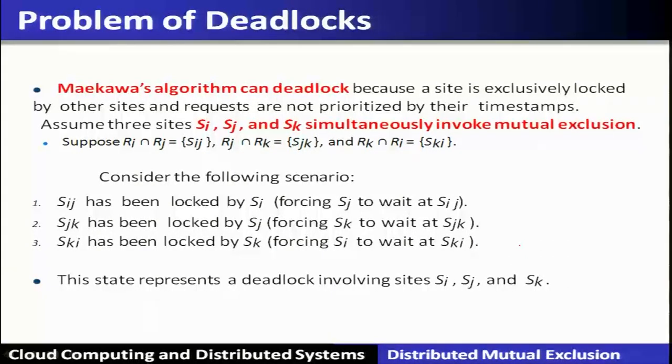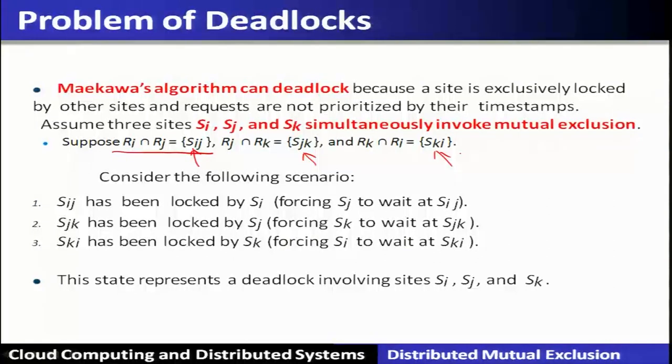because a site is exclusively locked by other sites and the requests are also not prioritized by the timestamp. Here you have seen that there is no use of Lamport's timestamps. To see this, let us consider 3 different sites SI, SJ and SK. Simultaneously they want to execute the critical section, so they invoke the mutual exclusion algorithm. And we know that out of these sites SI, SJ and SK, if we take the intersection of their request sets, let us assume that RI and RJ have the common site, that is SIJ. Similarly SJ and SK will have a common site SJK, similarly for SK and SI it will be SKI.